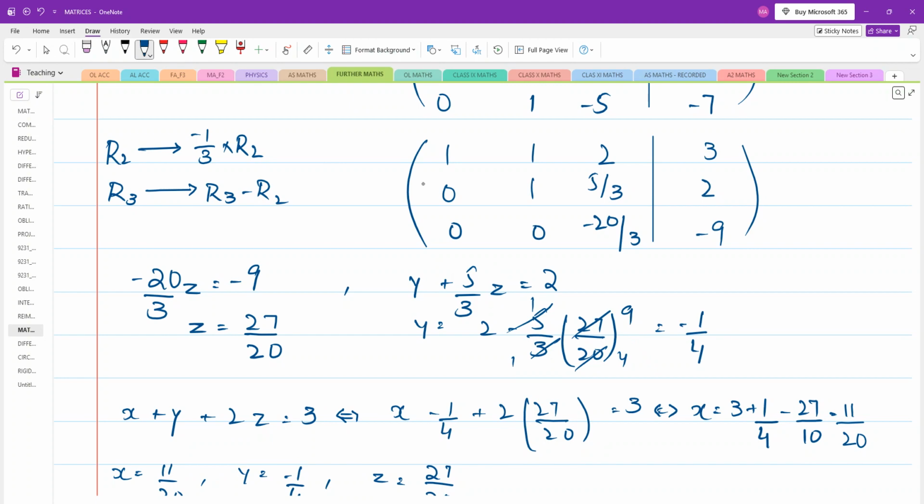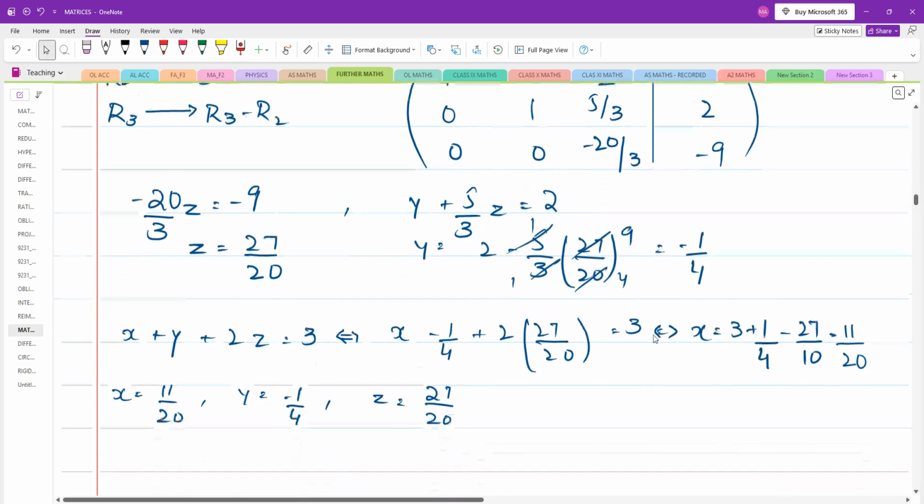This is, as you can see, being added over here, so when it is moved here, it is going to be minus 5 over 3 z. That is what I did. I moved it here, it became minus 5 over 3, and I replaced the value of z with 27 over 20, and then I just solved this. We got negative 1 over 4.